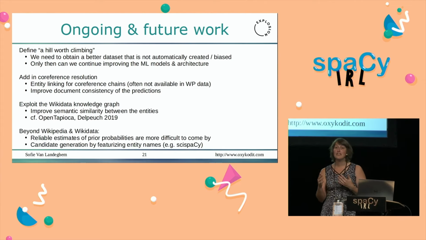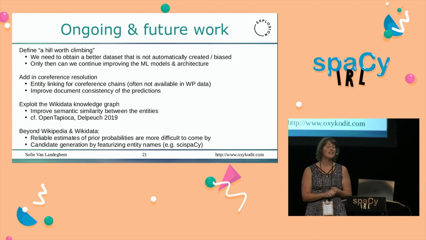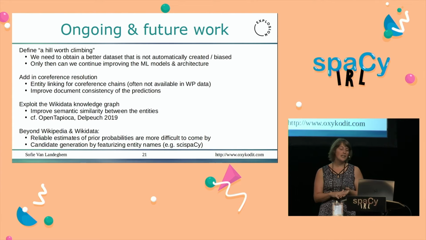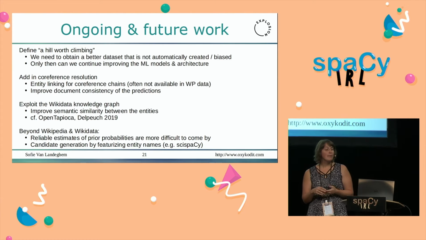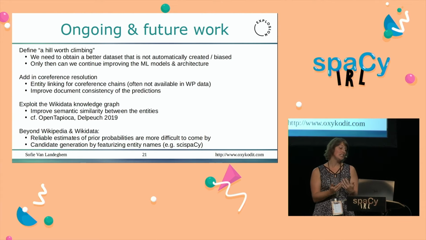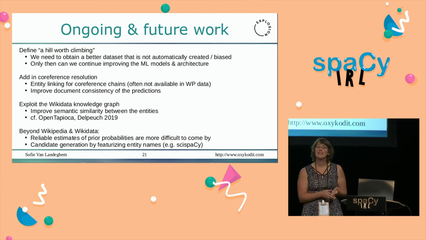And then finally, obviously, as I said on one of the first slides, we also want to be able to go beyond Wikipedia and Wikidata. And the challenges there will be to provide or to make reliable estimates for this candidate generation step, because you need estimates for those prior probabilities. And I think Mark, in his talk, will be talking a little bit about that as well for spaCy and how they solve that in the biomedical domain.